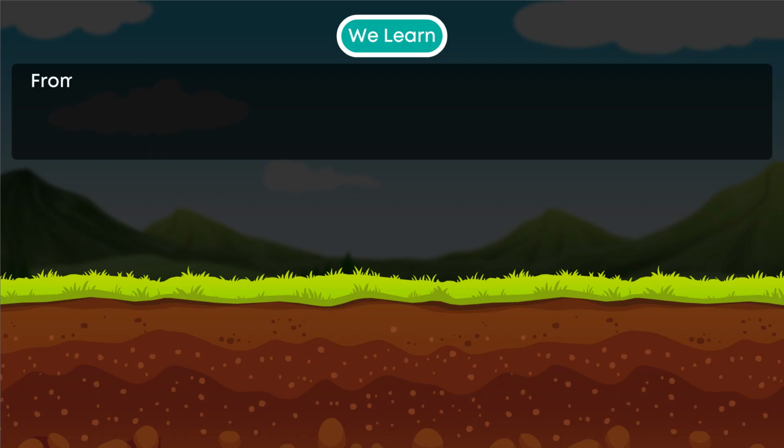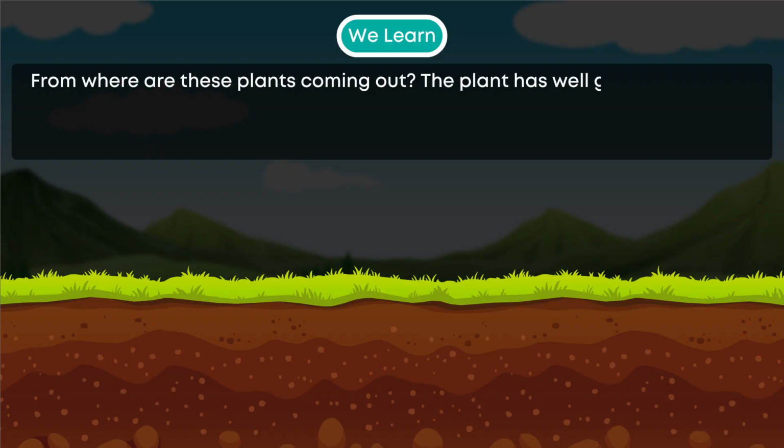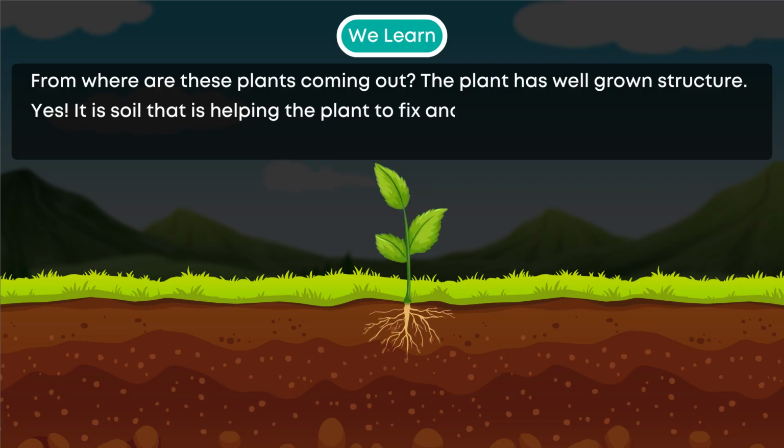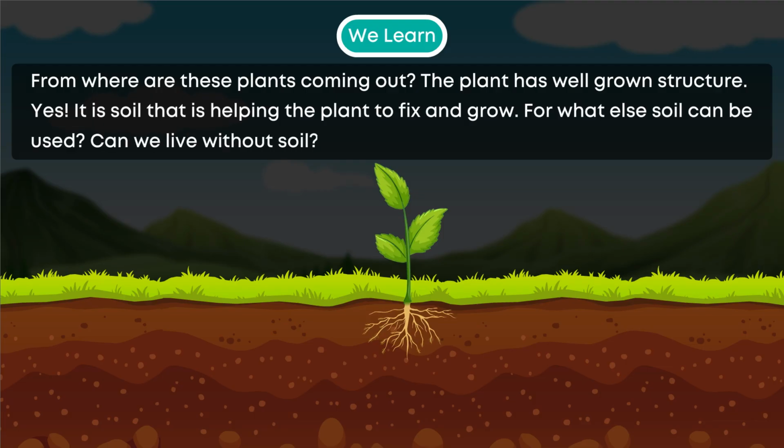We learn. From where are these plants coming out? The plant has well-grown structure. Yes. It is soil that is helping the plant to fix and grow. For what else soil can be used? Can we live without soil?